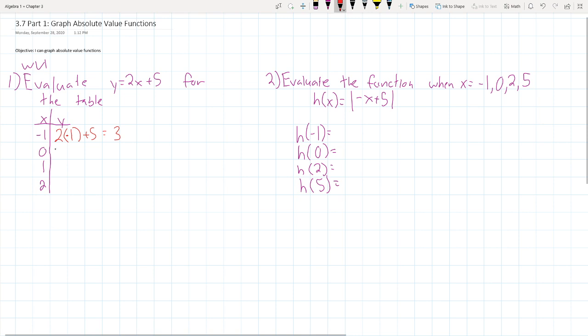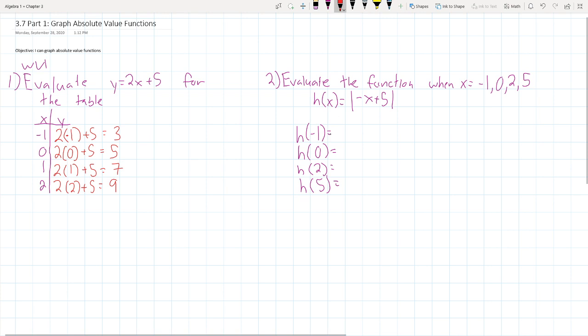Whenever I do 0, I'm going to go 2 times 0 plus 5. 2 times 0 is 0, plus 5 makes 5. Hopefully, maybe by this point, you're starting to see the pattern of what was going on. If not, we'll see another one. We go 2 times 1 plus 5. 2 times 1 is 2, plus 5 is 7. 2 times 2 plus 5, that's going to give me 9.